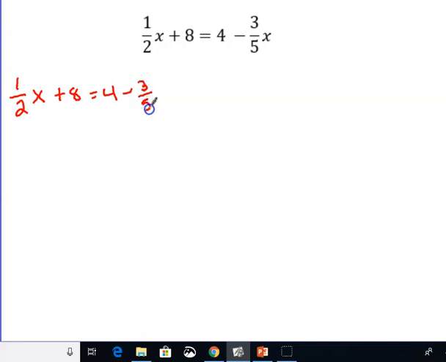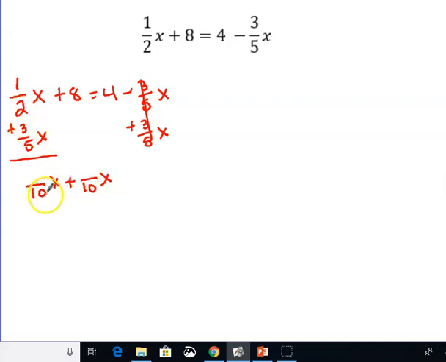So you're thinking you need your x's together on the same side. So add the 3/5 x to both sides. And when you go to add this, you realize you need a common denominator. So we need to turn 1/2 into something that has 10 in the denominator, and then 3/5. And I'm going to move them this way.